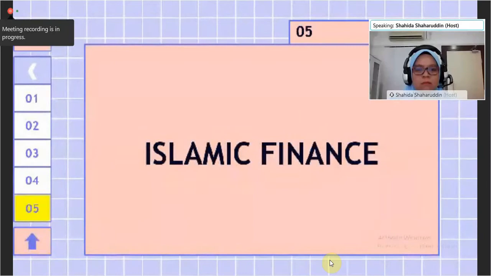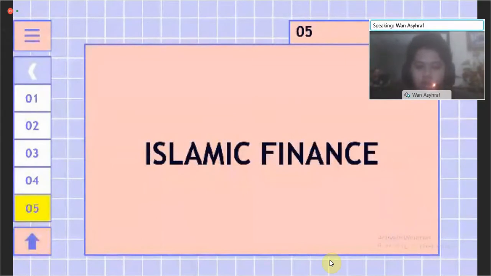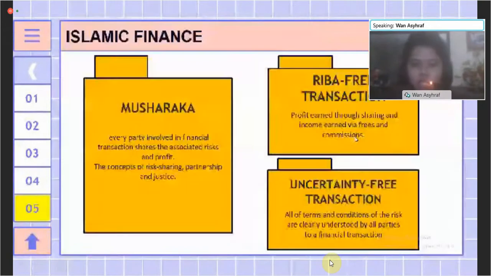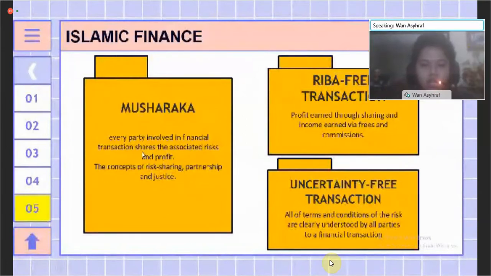Okay, to solve all the problems given in the general issue and the specific issue, there is a way to solve it. It is the Islamic finance way. These are the three main points that we need to understand. First, musyarakah, which is more about partnership. Partnership means all partners take risk sharing and justice. Risk and profit are shared, which means passed between each other.